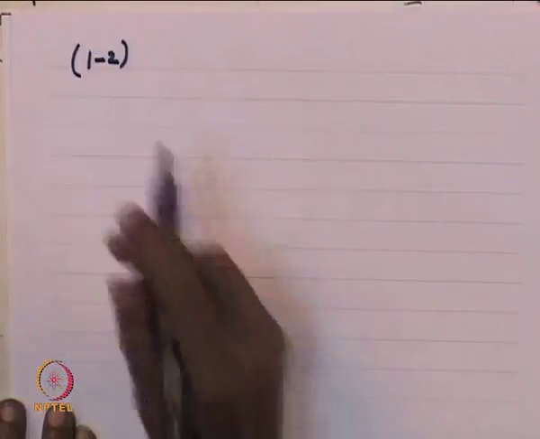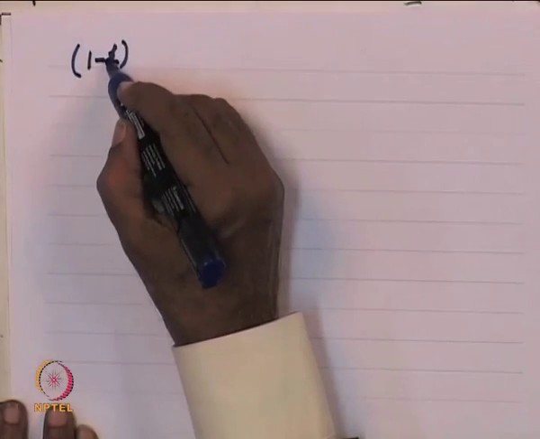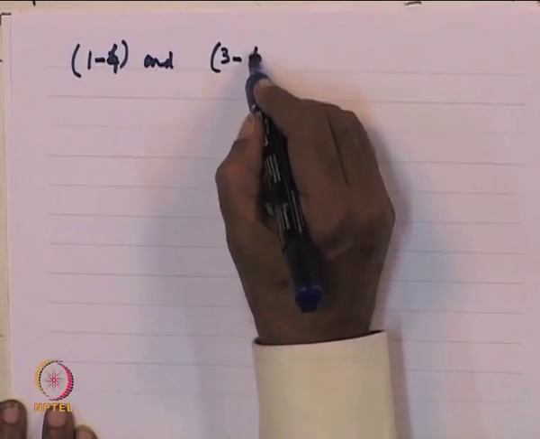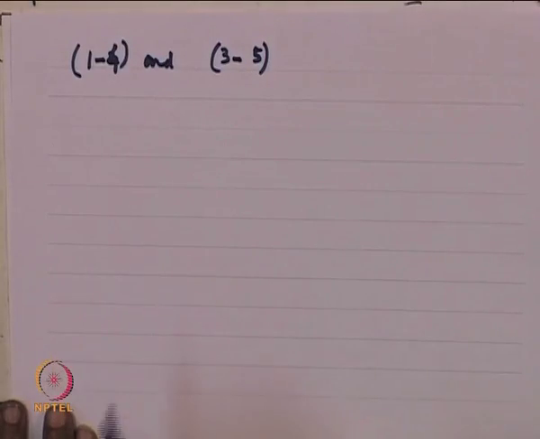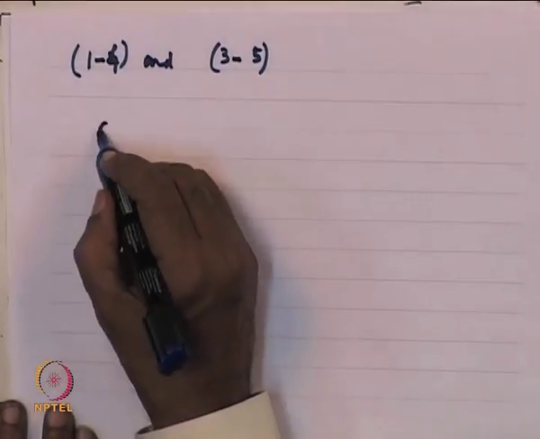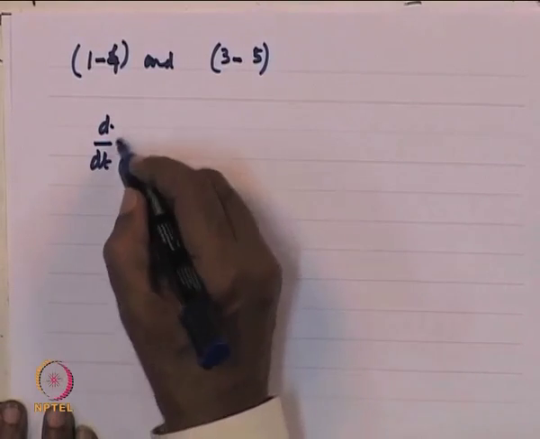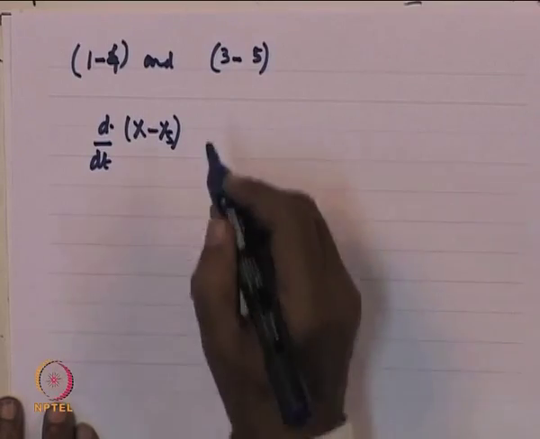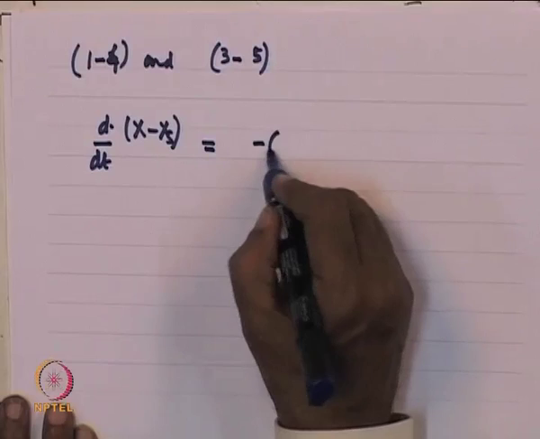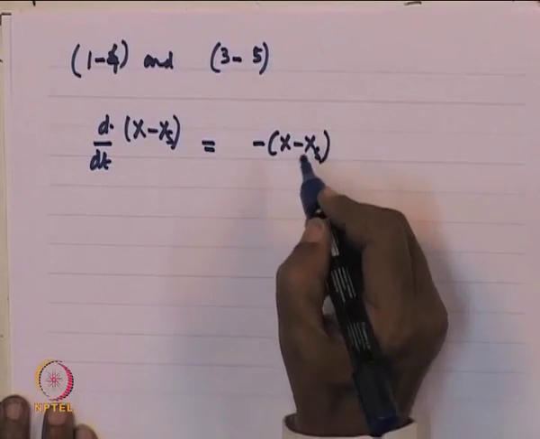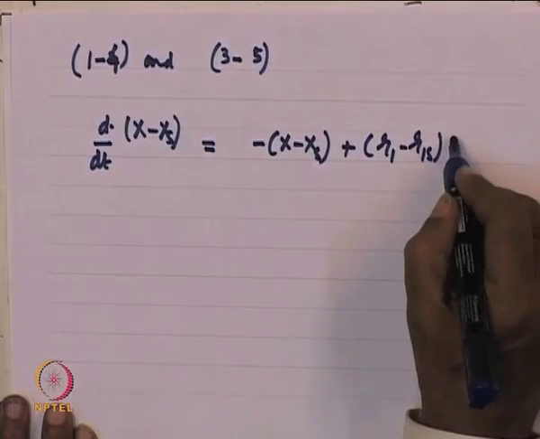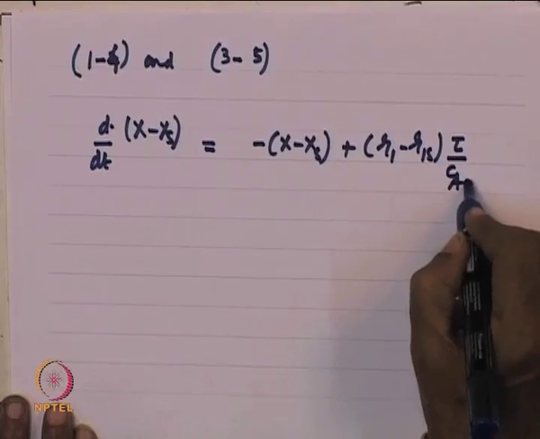1 minus 2, is it correct? 1 is 1 minus 4, 1 minus 4 and 3 minus 5. So, suppose you do this, what we get is d by dt of (x minus x_s), d by dt of (x minus x_s), that is equal to minus (x minus x_s) plus (r1 minus r1_s) tau by C_s0.